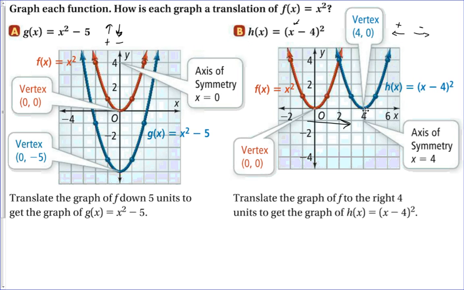Now, what this also does is it takes our axis of symmetry from x equals 0, which is the y-axis. When you have just a vertical translation, it doesn't change your axis of symmetry. When you have a horizontal translation, it changes your axis of symmetry. Your axis of symmetry will always be equal to the x-coordinate of your vertex. So x equals 4 here. Therefore, x equals 4 is our axis of symmetry, because your axis of symmetry will always equal the x value of your vertex.